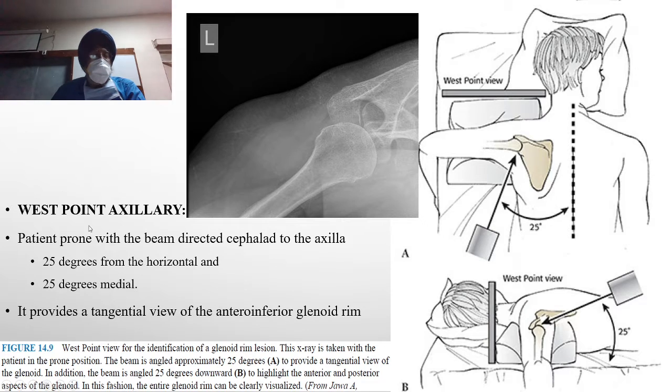Then West Point axillary view. The patient is prone with the beam directed cephalad to the axilla, 25 degrees from the horizontal and 25 degrees medial. It provides a tangential view of the anterior-inferior glenoid rim.